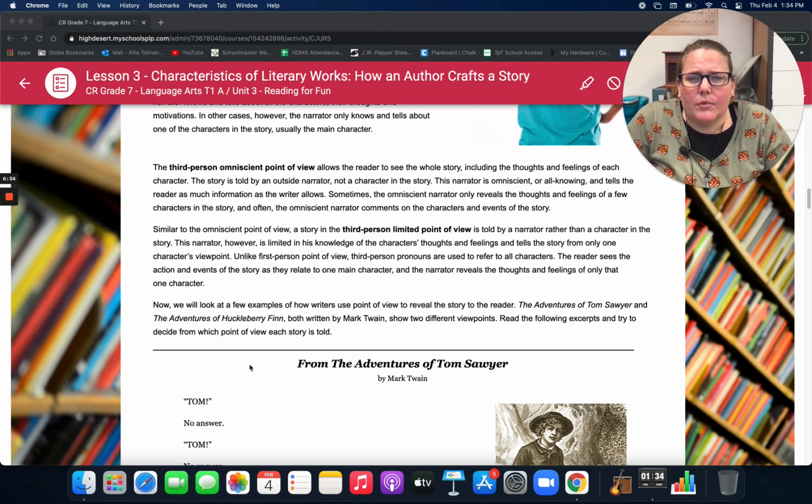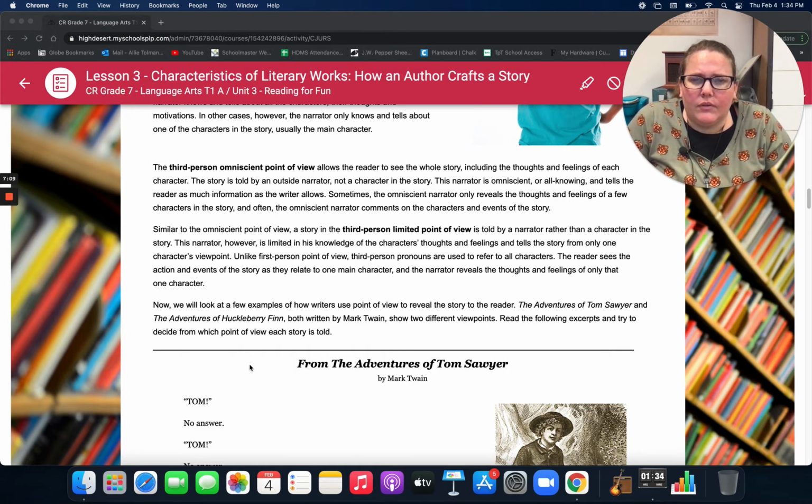Similar to the omniscient point of view, a story told in the third person limited point of view is told by a narrator rather than a character in the story. This narrator, however, is limited in his knowledge of the character's thoughts and feelings and tells the story from only one character's point of view. Unlike first person point of view, third person pronouns are used to refer to all characters. The reader sees the actions and events of the story as they relate to one main character, and the narrator reveals the thoughts and feelings of only that one character.